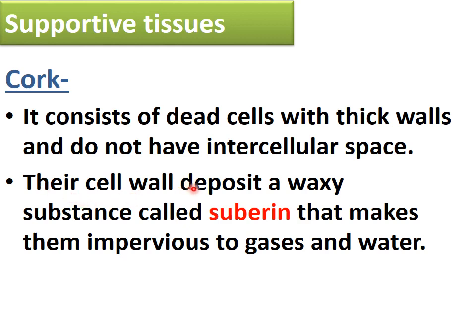Now second point is that the cell wall in the cork deposits a waxy substance. And what is the name of this waxy substance? That is suberin. This is a waxy substance that is present inside the cork. Now what is the function of suberin? It makes the plant impervious to gases and water. Impervious means impermeable, so it does not allow the passage of gases and water. So this is the function of suberin, a waxy substance secreted by cork.